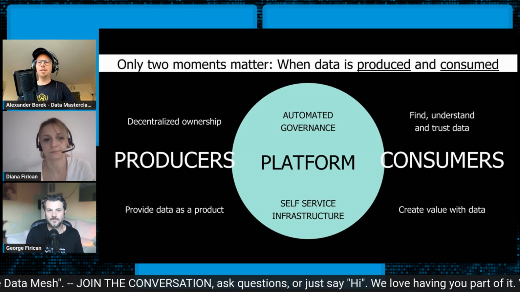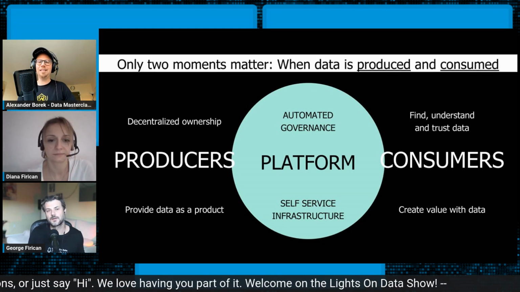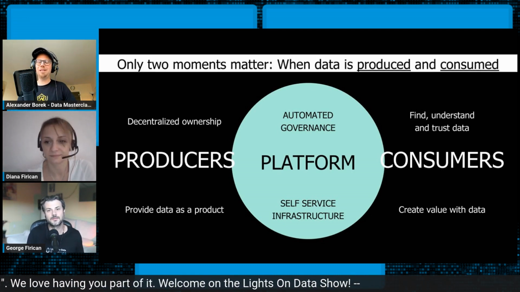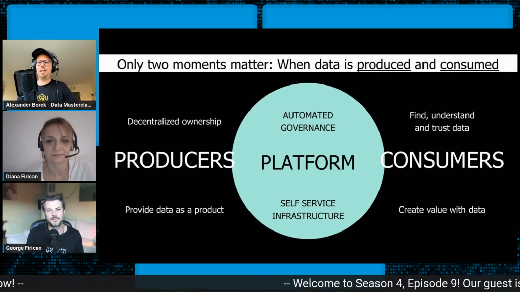And consumers go in there and they have almost the feeling, I get it directly from the producer. So I don't get it from the central data team, but I'm getting it from marketing, and I trust it because it comes from marketing. Marketing provides it to me. The platform is more, it's a platform.